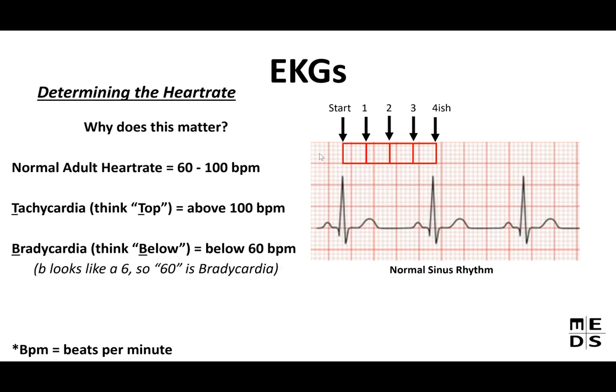And a quick little mnemonic is a B looks like 6, so 60 and below would actually be bradycardia. So that's why it's important to really quickly, by just licking your finger and sticking it in the air, tell: is it fast or is it slow?